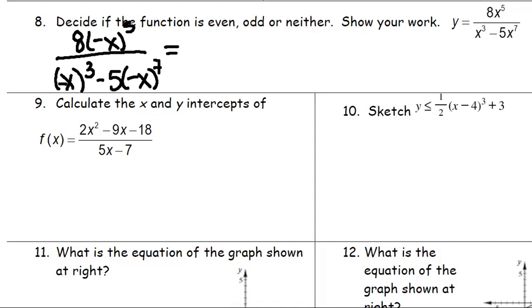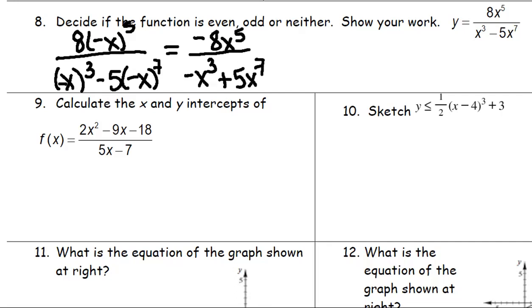Now, on top, when I raise a negative to an odd power, I get a negative. So this is going to be a negative 8x to the 5th. On bottom, I'm going to have a negative x to the 3rd, which is going to end up being a negative x to the 3rd. Okay, the amount is going to be negative. For the next one, when I take a negative x to the 7th, that's going to become a negative x to the 7th times the negative 5. That's going to become a positive 5x to the 7th.